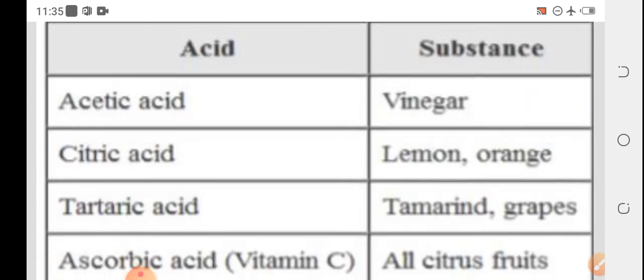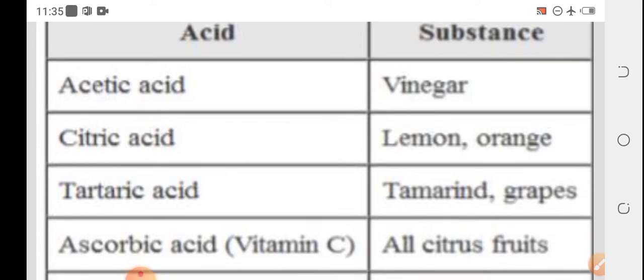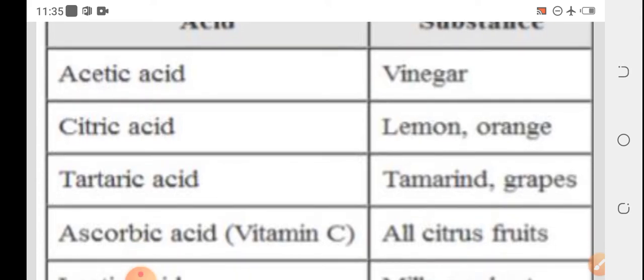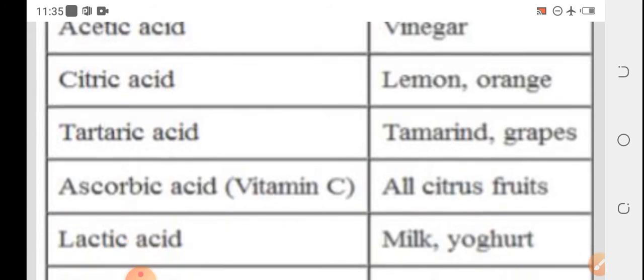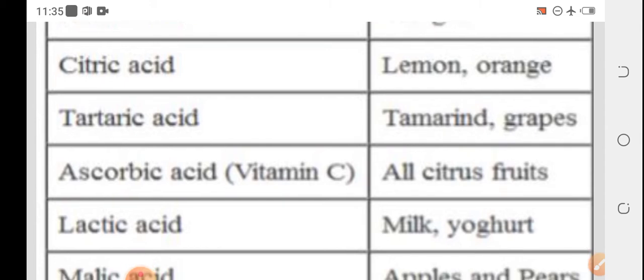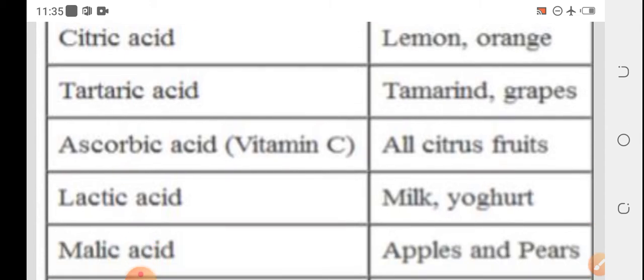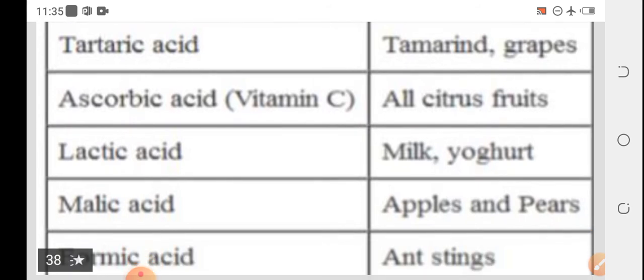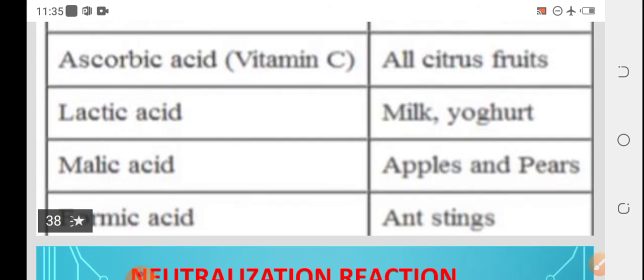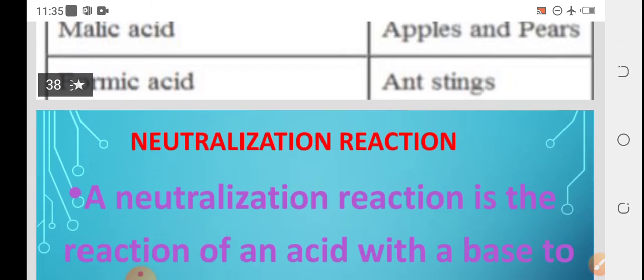A few examples of acids and acidic materials: acetic acid is in vinegar. Citric acid you can see in lemon and orange. Tartaric acid we can find in tamarind and grapes. Ascorbic acid, people use it when they suffer with cough. The doctor suggests this one. It is found in all citrus fruits. Lactic acid is in milk and yogurt. Malic acid is in apples and pears.